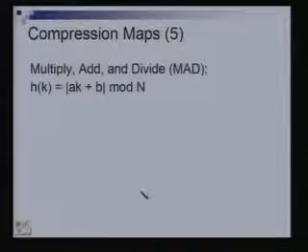There is another technique for a compression map, which is called multiply, add and divide, which says the following: take your key, multiply it by a and add b. What are a and b? A and b are two fixed numbers. And then compute modulo n. N here is the size of your hash table. Sometimes I use m and sometimes I use n, but that's the size of your hash table. The first technique was just k mod n, but now we are doing something different. We are multiplying it by a and adding b.